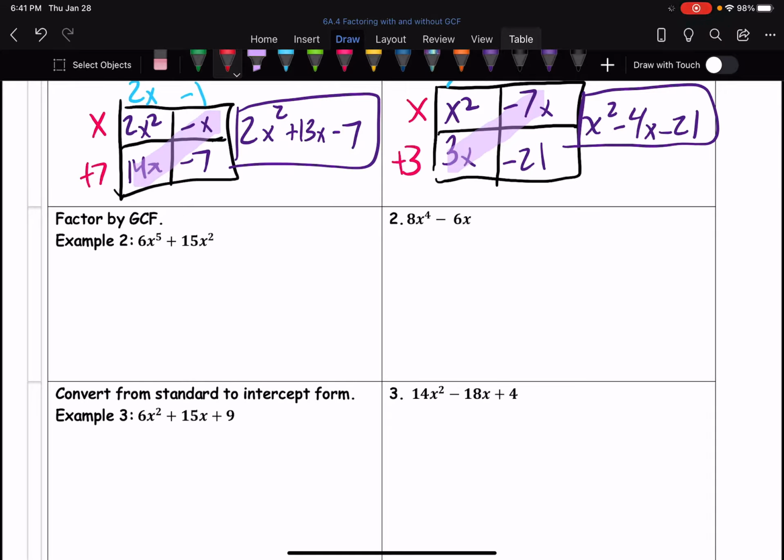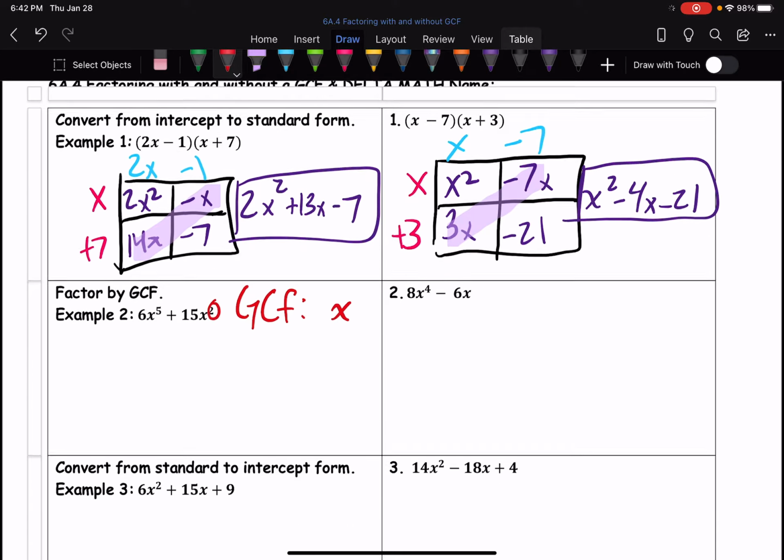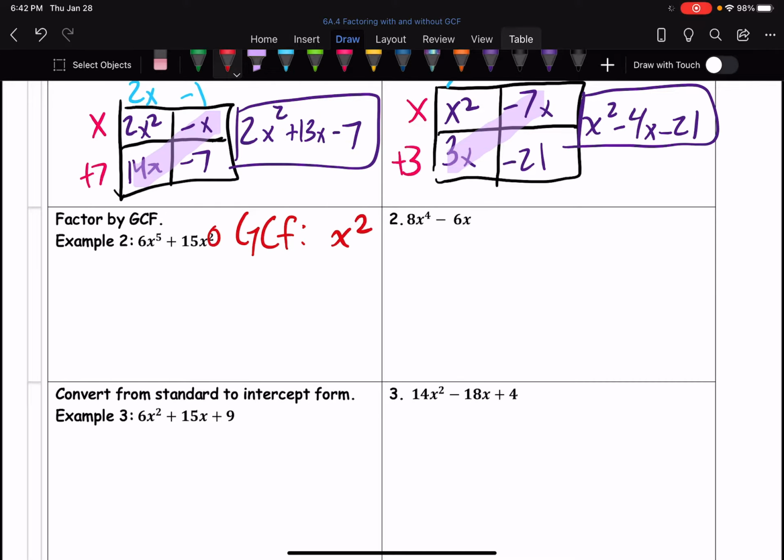So looking at 6x to the 5th power and 15x squared, we notice that they both have an x. So I know at least our greatest common factors can contain the variable x. Our first term has 5 x's, x to the 5th power, gives us x times x times x times x times x. And our second term has x squared, which means we have two x's, so x times x. That means we look at our lowest exponent, which in this case is x squared, and that's the number of x's we can take out of each term. So I'm going to take out an x squared from each term. That's going to be part of our greatest common factor.